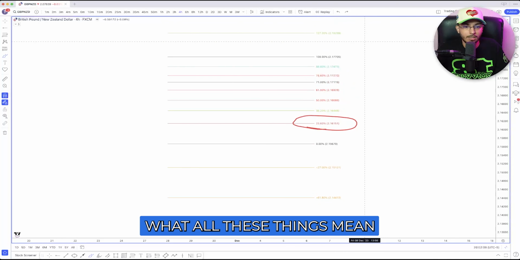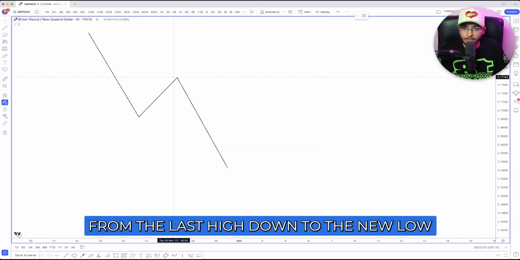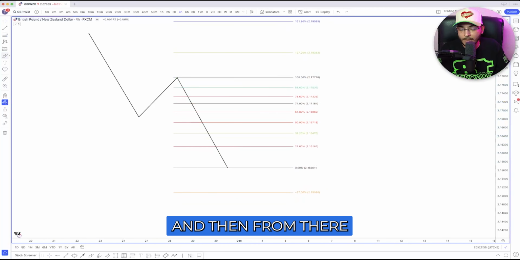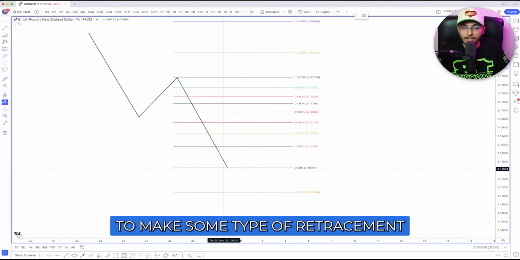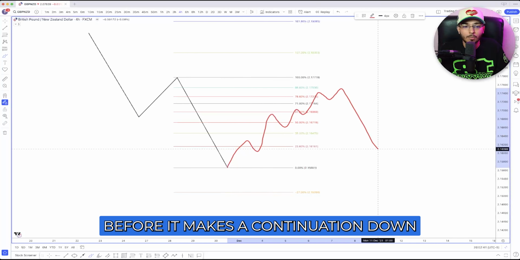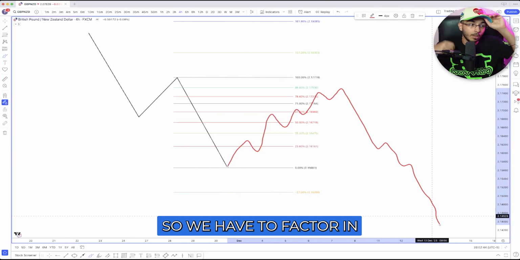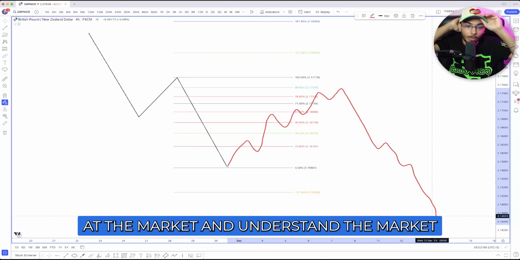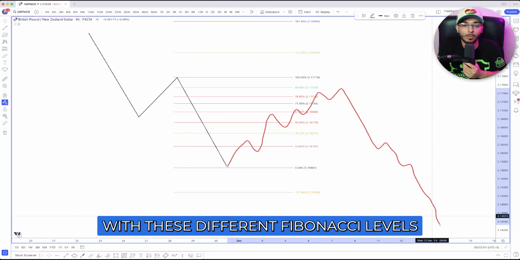So let's just say we have a downtrending market. The market's downtrending, it's looking like this. When it comes to a downtrend, we take the fib from the last high down to the new low, and then from there we're looking for price to make some type of retracement before it makes a continuation down. So what we have to factor in is how you need to look at and understand the market with these different Fibonacci levels.